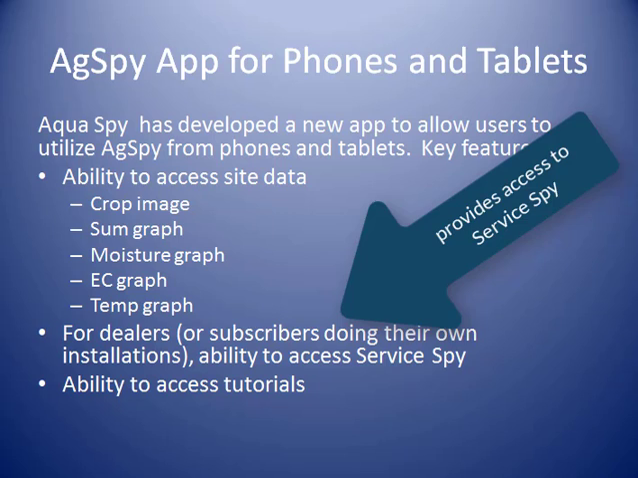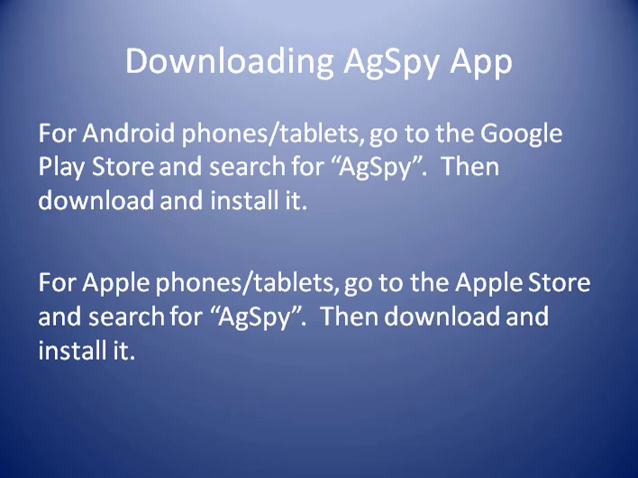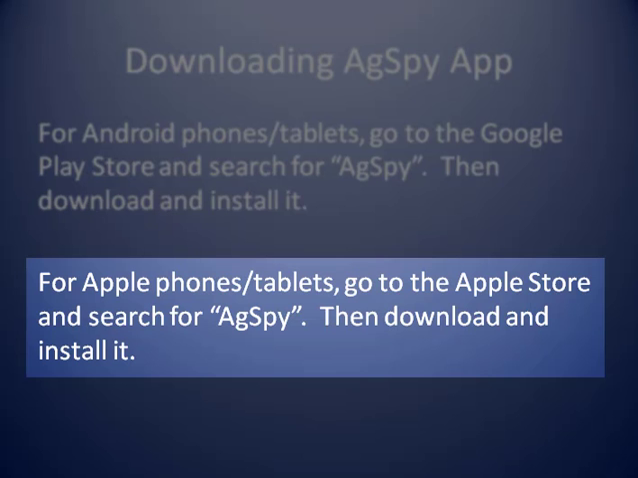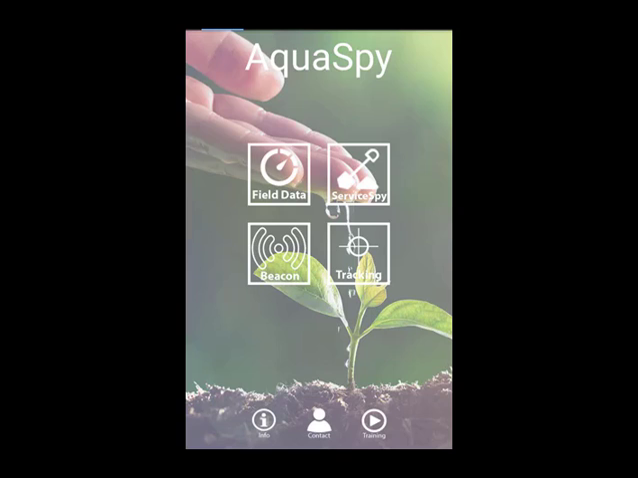Service Spy functionality. To obtain the new app, you will need to download it from either the Google App Store or the Apple Store, depending on your type of equipment. Once you have installed the AgSpy app, you will see this screen when you choose to use it. Let's talk about the various things you can access from the app.